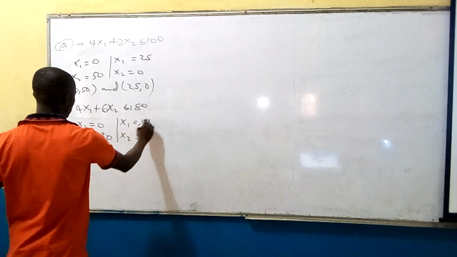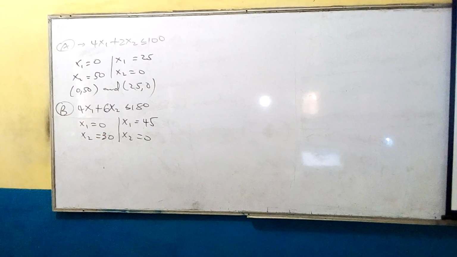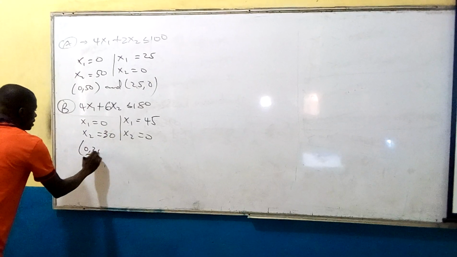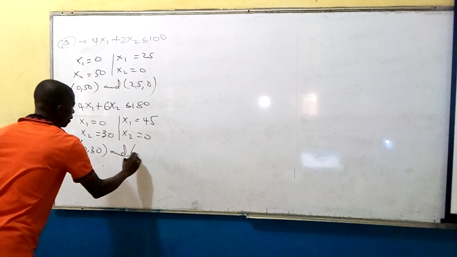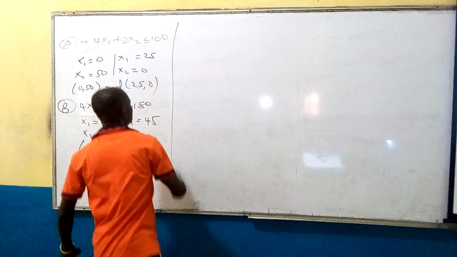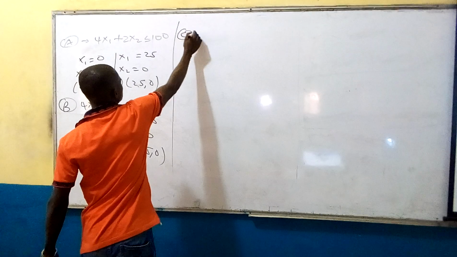That is 45, right? 45 times 4 will give you 180. So we have 0, 30, and 45, 0 to plot. Then let's go to constraint C.